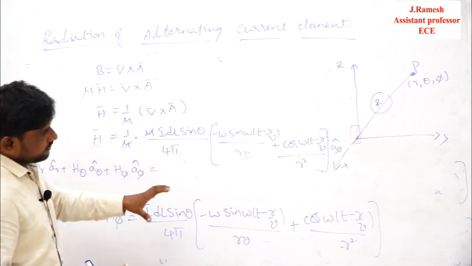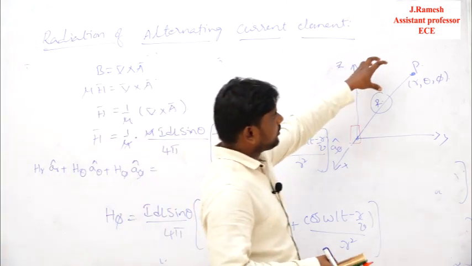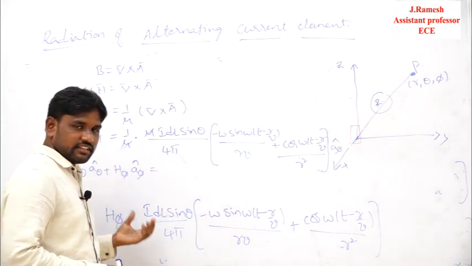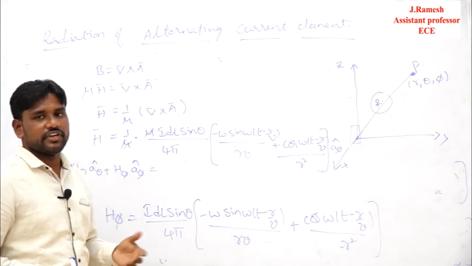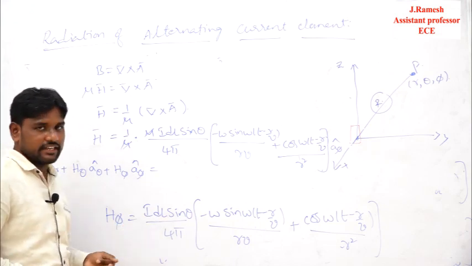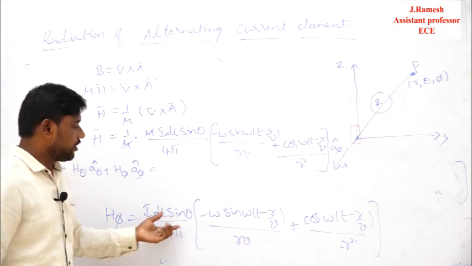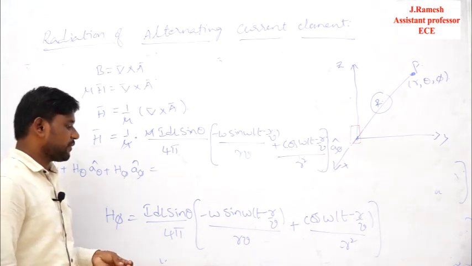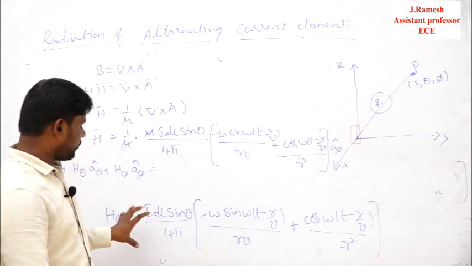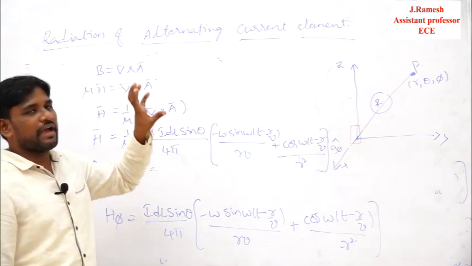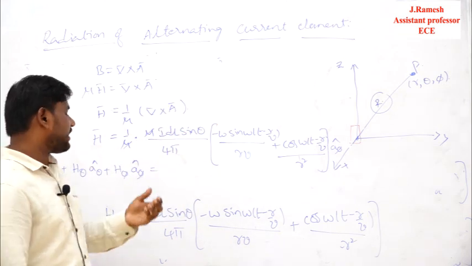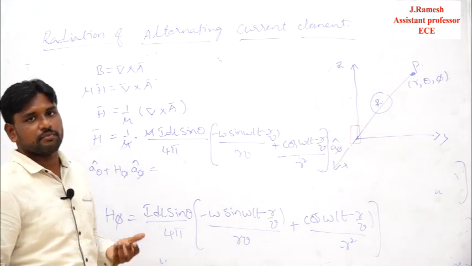That means if you take the potential at a point P, I am now able to derive the expression of the magnetic component in the direction of phi only. The remaining two components vanish. So this is the H phi part: I dl sin theta by 4 pi, minus omega sin of omega into t minus r by v by r v, plus cos omega into t minus r by v by r square. So now we have found the magnetic component at that particular point P. Next I am going to derive the electric field components at that particular point P.